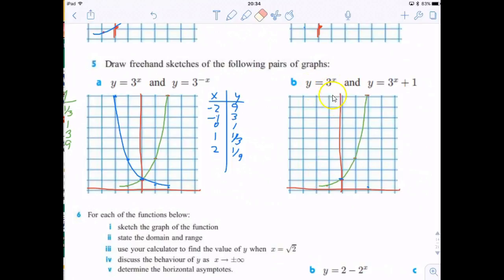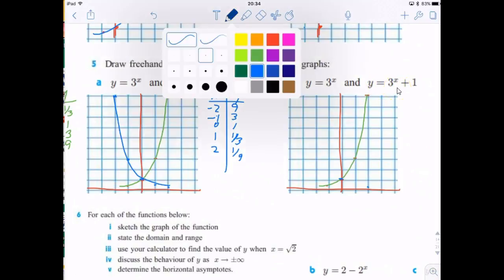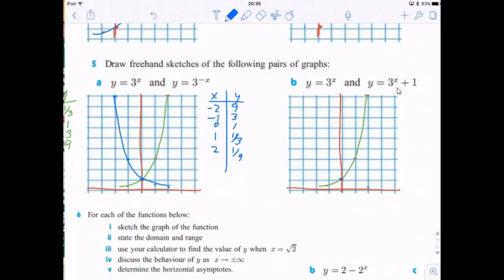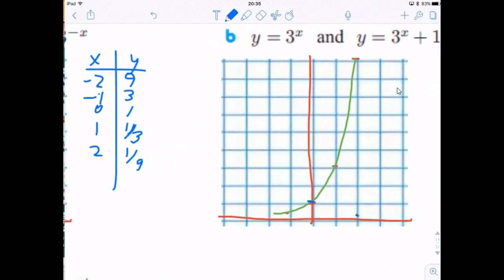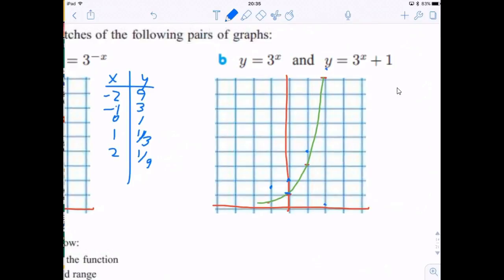In B, I basically have the parent function, which is 3 to the x, and then I'm drawing the new function, which is 3 to the x plus 1. Okay, and the only difference between 3 to the x and 3 to the x plus 1 is every single value that we graphed for 3 to the x is going to be raised 1 unit. So I don't even need to make an xy table. I could just take each one of the graphing points and raise them by 1 unit. And that's going to be the new graph, which is 3 to the x plus 1, right? Basically looks like that.